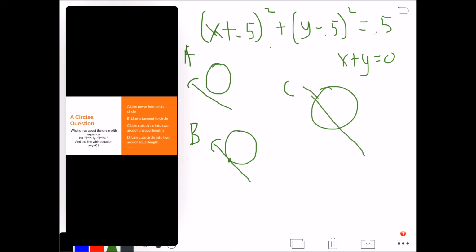Imagine a line going like that, and the arcs are not equal lengths, so the circle is not bisected in half. It is cut, but unequally. And D is another circle, and the line cuts it into two arcs of equal lengths, so the circle is cut in half.